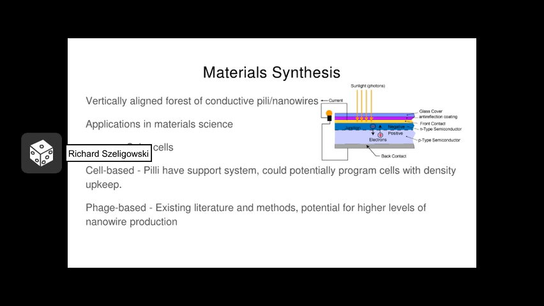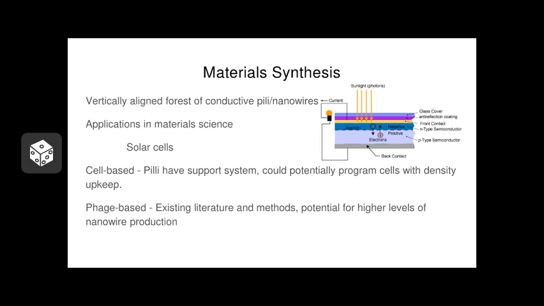The next idea we moved on to was material synthesis, trying to use some form of bacteria to generate these nanowires for materials production. Potentially, there could be a lot of really good applications out of this. One of the ones that jumped immediately to mind was solar cell materials. If we could create a vertically aligned forest of conductive pili, or sometimes they're called nanowires, we could potentially come up with some new ideas that would improve over the existing materials that are out there, basically tin oxide.